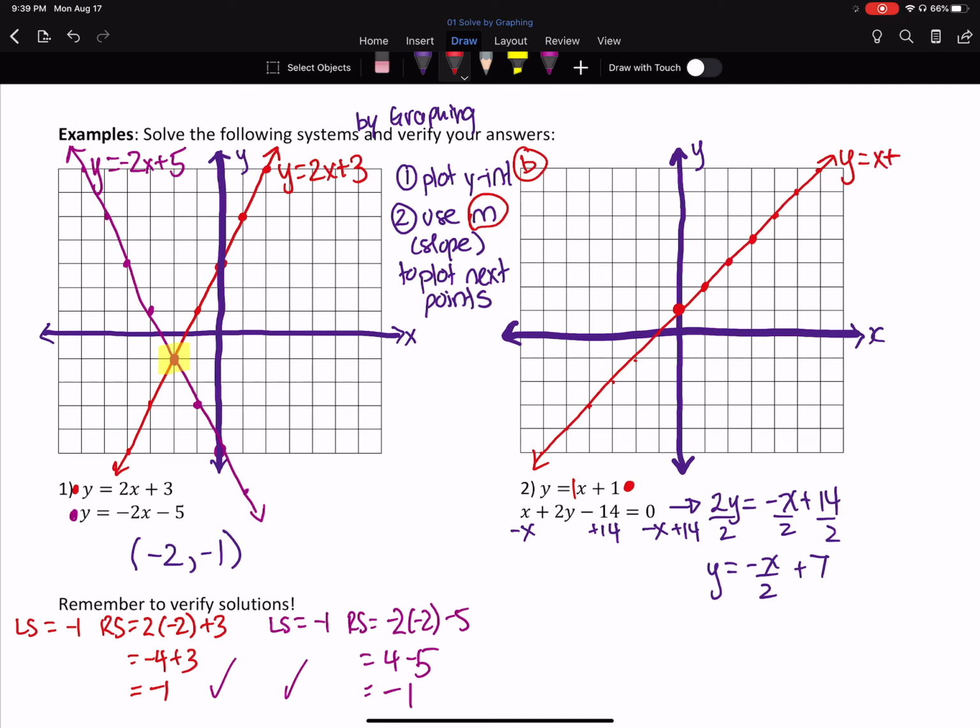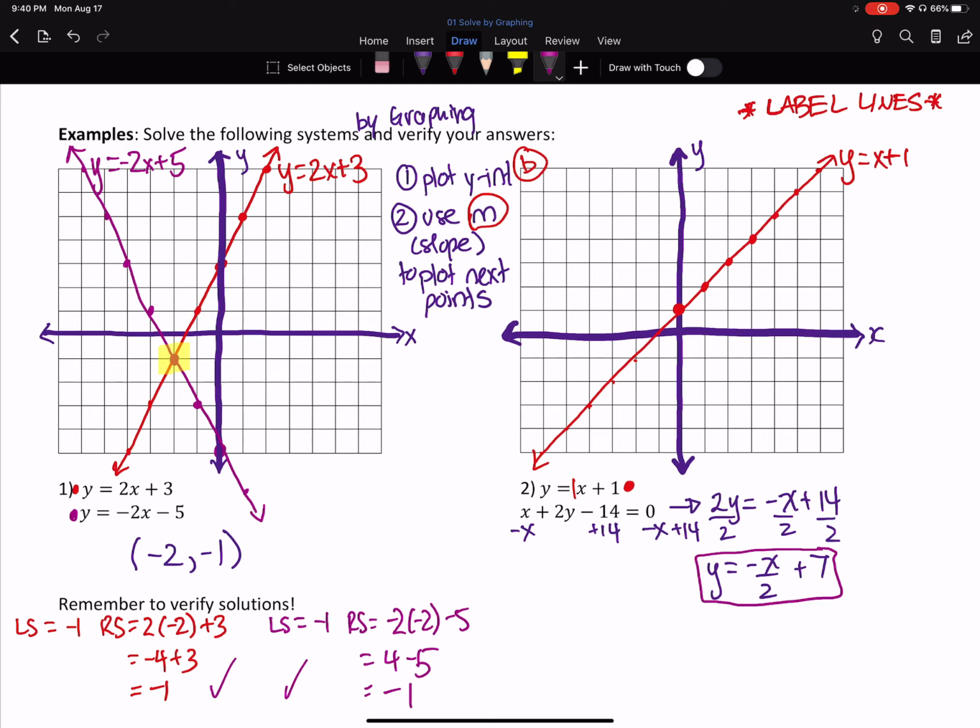Don't forget to label. Make a note for yourself right now. Put label lines. Note to self.